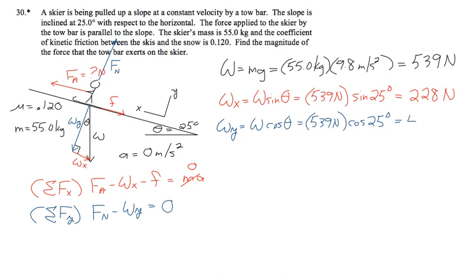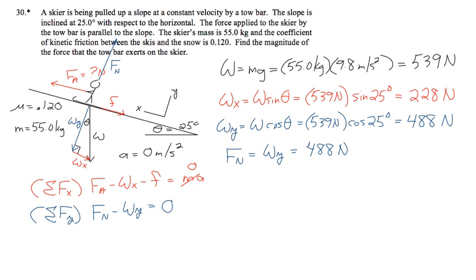488, which is much bigger than the other one, more than twice the size. So we have Wx and Wy. Now what do I know? The next thing I know, now that I know the components, is the normal force, because these two are going to be equal. So I can say that Fn equals Wy equals 488. So that takes care of Fn.